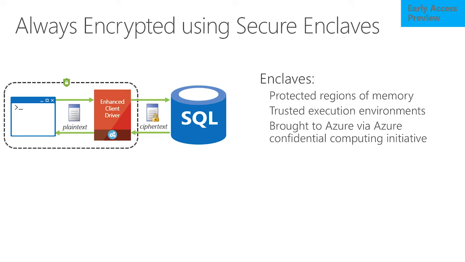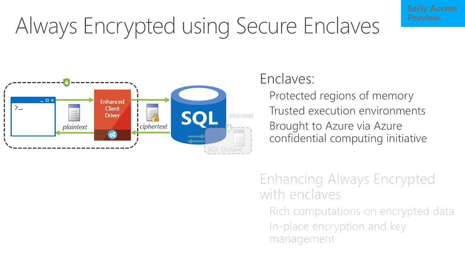Think of an enclave as a protected region of memory that appears as a black box to the containing process and the operating system. There is no way to access the data or the code inside the enclave from the outside. Thus, an enclave provides a trusted execution environment for processing sensitive information. And Microsoft Azure is the first cloud making enclaves available to customers as part of the Azure Confidential Computing Initiative.